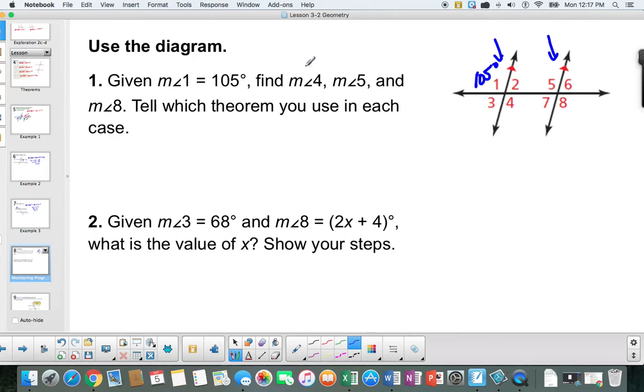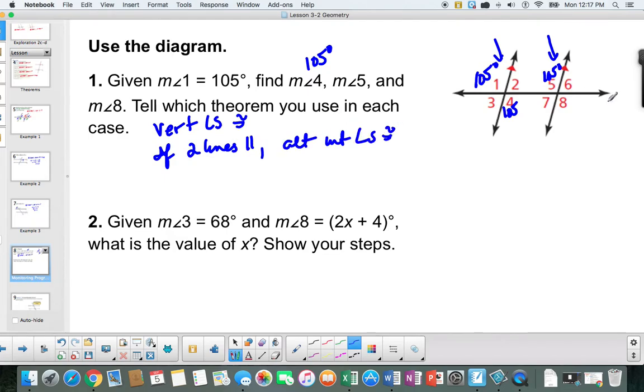Well, I know that angle 4 is going to be 105, and that's because vertical angles are congruent, and I know that 4 and 5 are congruent, so this is 105. This will be 105, and that's because if two lines are parallel, alternate interior angles are congruent. And once this is 105, I know 8 is 105, and that's because vertical angles are congruent. All right, let's go ahead and clear up everything here so I can do the next problem.